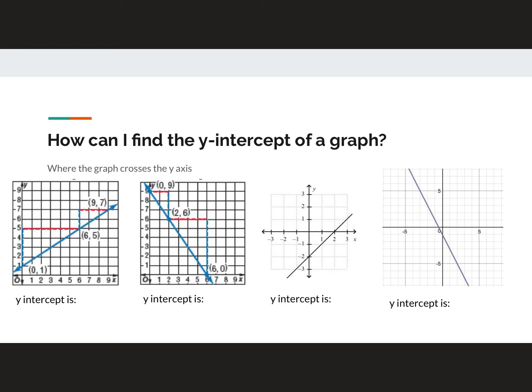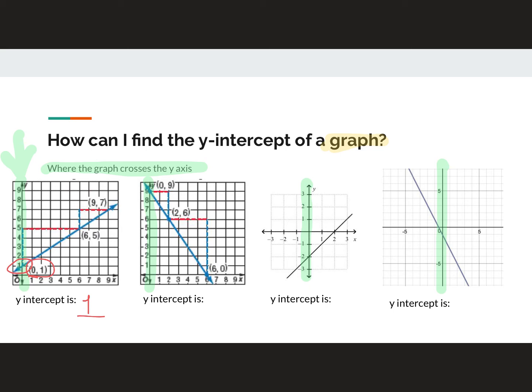Well, what about when I'm looking at a graph? Okay, so this is one of the other definitions. It was where the graph crosses the y-axis. So remember, this vertical axis, this is our y-axis. And we can highlight it if we need to make things easier for us. This is our y-axis. So we're going to look for the place where it crosses that y-axis. So for this first one, I crossed the y-axis right here, and it actually gave me the point. My y-intercept is 1. When we talk about the y-intercept, we only talk about the y value of it.